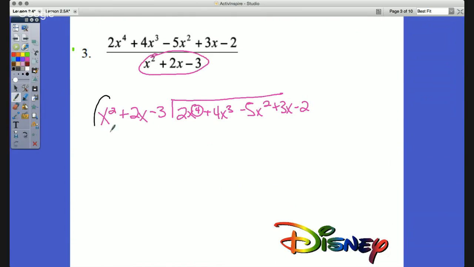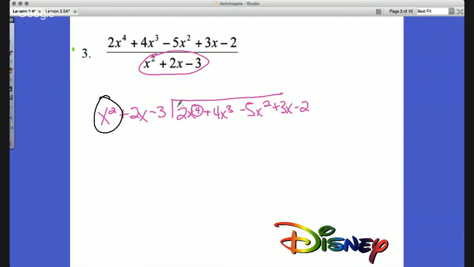Okay, get this here. What times x squared gets me 2x to the fourth? I want you to yell it out right now. All right, Rhombus, very good. Nicely done, Rhombus. Coming back from City of Children. You're exactly right. 2x squared times x squared gets me 2x to the fourth. So I'm going to put 2x squared right here.